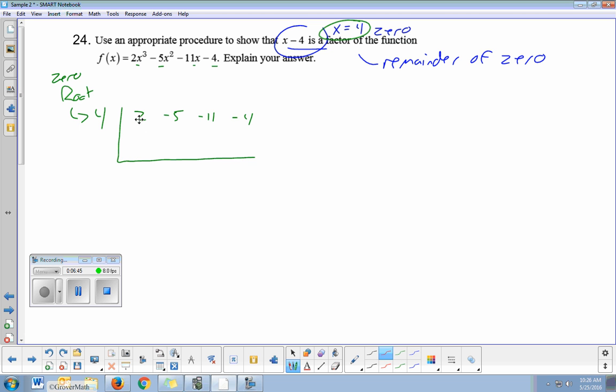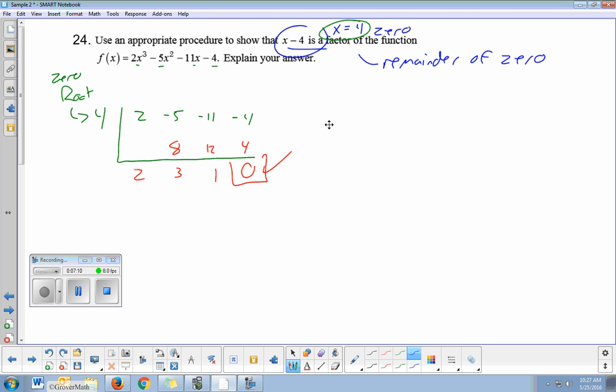All right, synthetic division. Bring down the first number, times the 4 on the outside gives me 8. Add these together to get 3. Times the outside to get 12. Add these together to get 1. Times the outside to get 4. Add these together to get 0. Check. This is my remainder. So 4 is a root, which means x minus 4 is a factor.